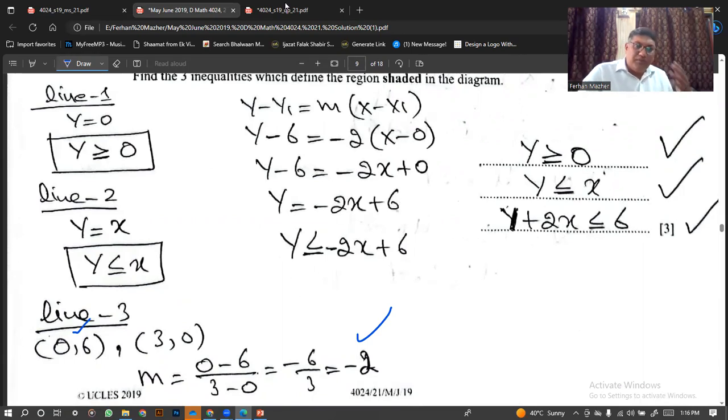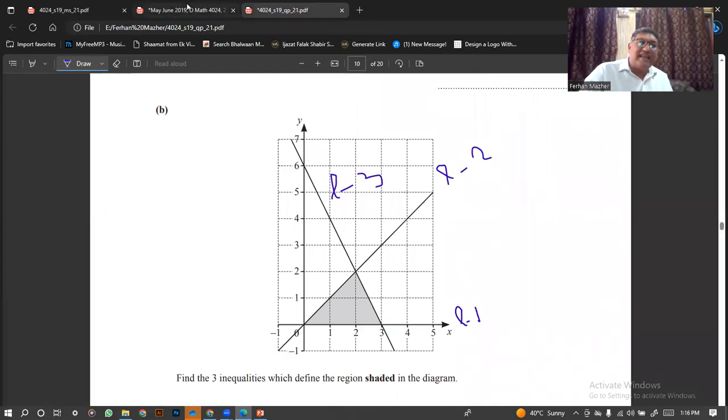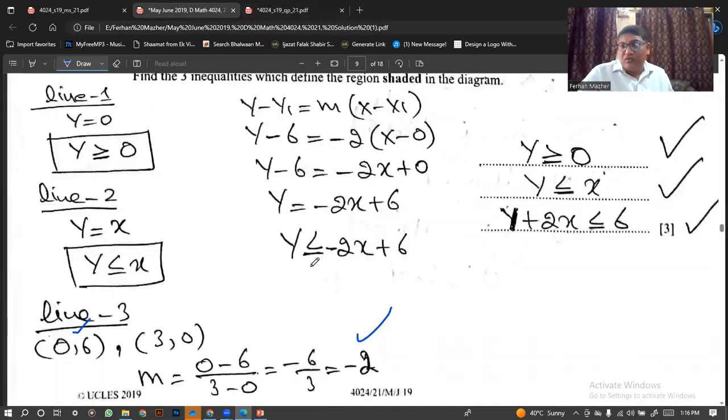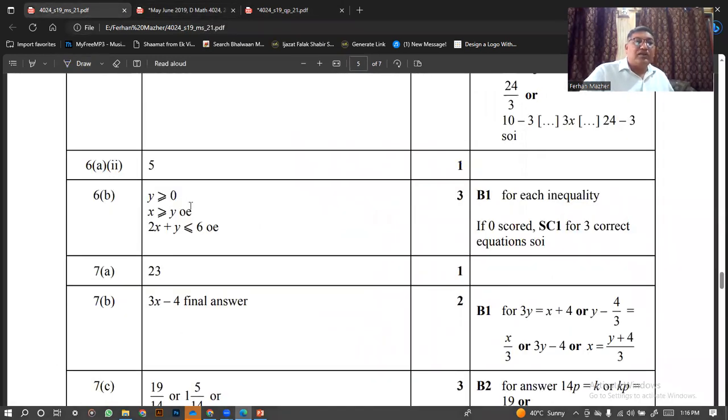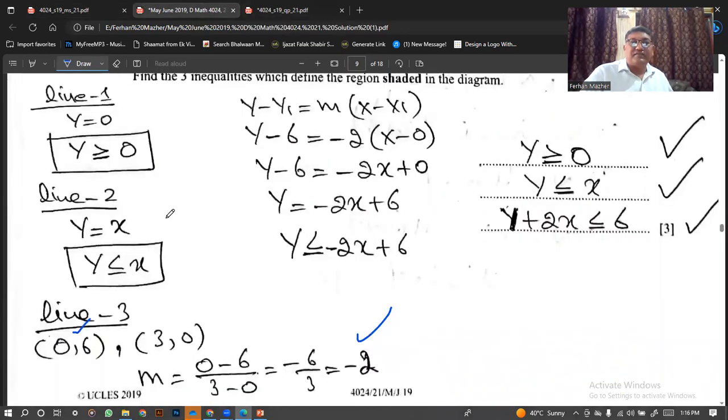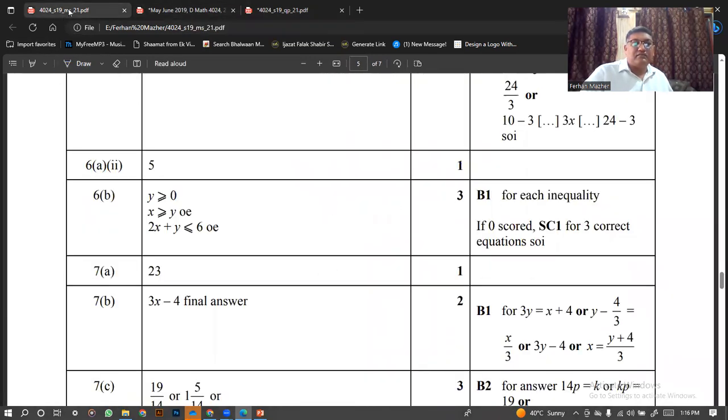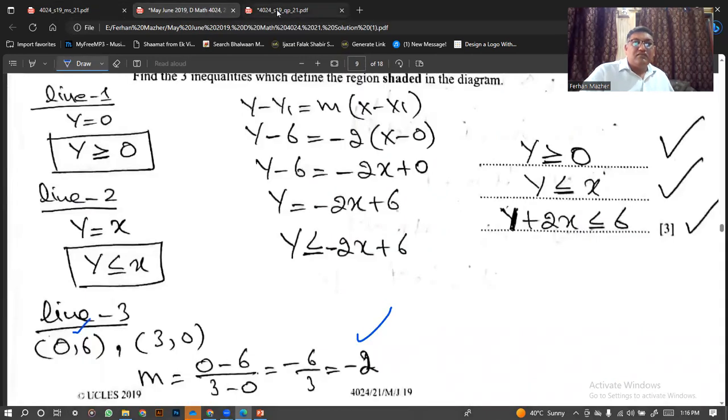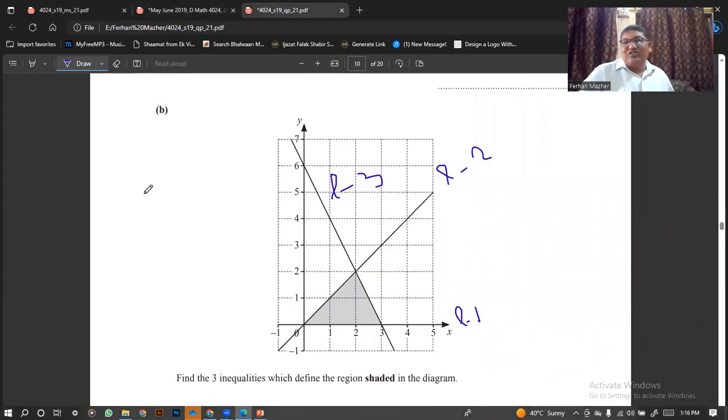Because the area is below this line, the crocodile's back will be towards the positive y. So y is less than or equal to minus 2x plus 6. You can bring this minus 2x to this side. So my final answer will be y plus 2x is less than or equal to 6. These are my answers, so you can check. The answers are right. So that was question number 6.